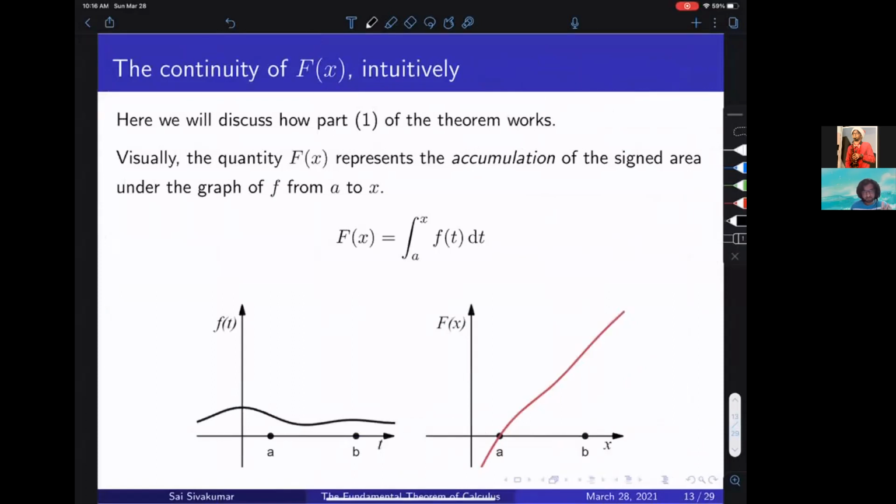So I'm not actually going to prove the first part where capital F is continuous, but I will say some things to hopefully internalize this concept. So what actually is capital F of x if you want to think visually? We can think about it as the accumulation of the signed area under the graph of f from a to wherever x is. X should be at least in the interval a to b.